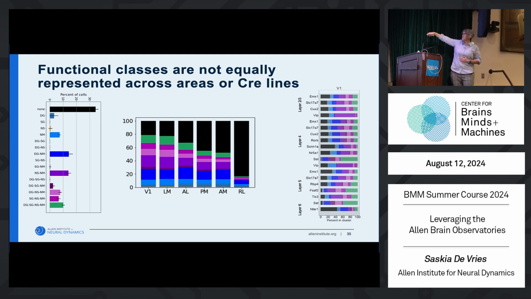The VIP cells are also interesting in that they have kind of this typical 20% none cells, but they have a really big fraction of cells.